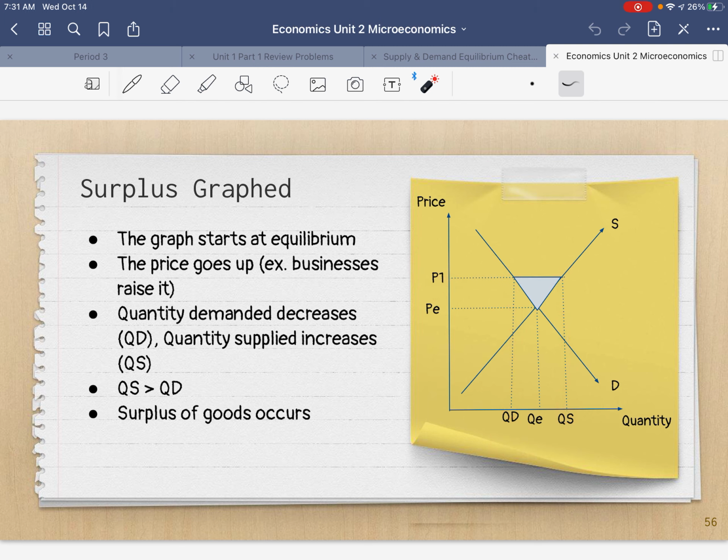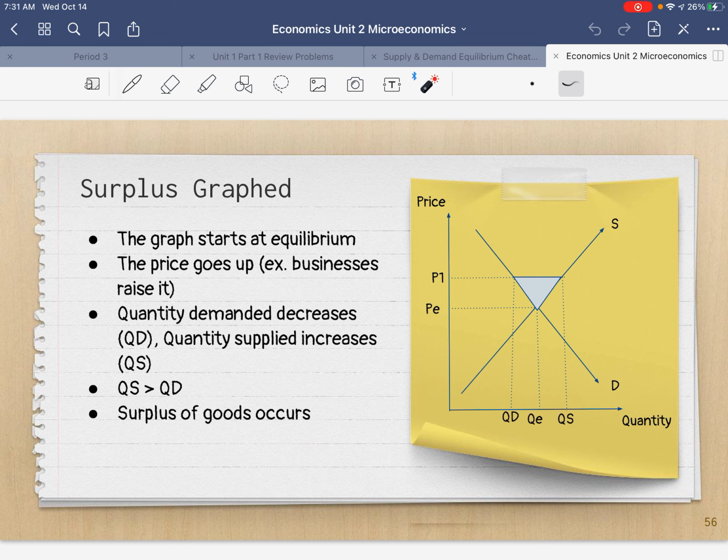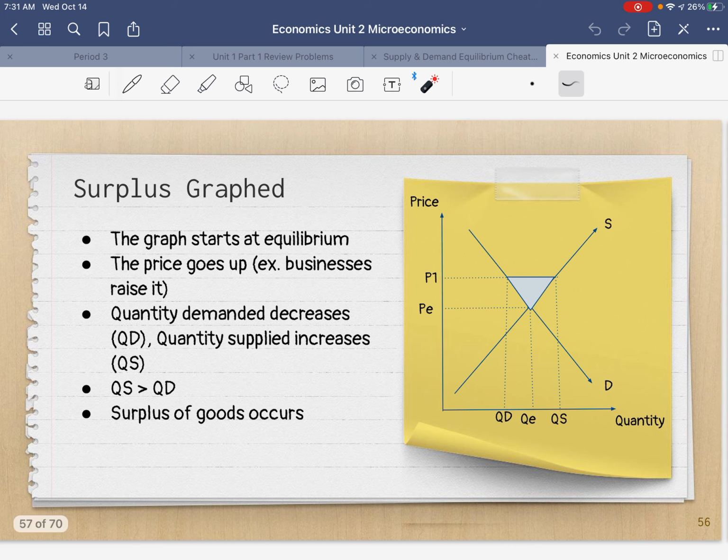And if you notice on this graph, let's say it had numbers 3, 4, 5, 6. Quantity supplied is 5. Quantity demanded is 3. So quantity supplied is further to the right. That means it is larger than quantity demanded. QS is greater than QD. Okay, so in that case, there is more than what people want. And eventually, those companies are going to realize it's not selling for this price. We got to go back down. And it's fun because you get to color in this little thing. Okay. All right.